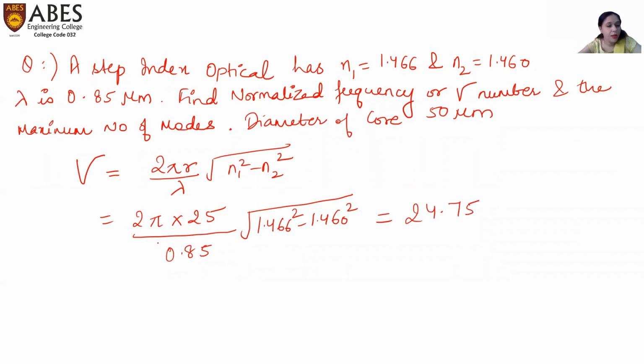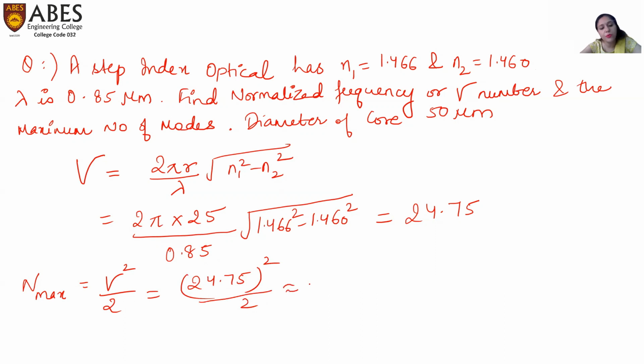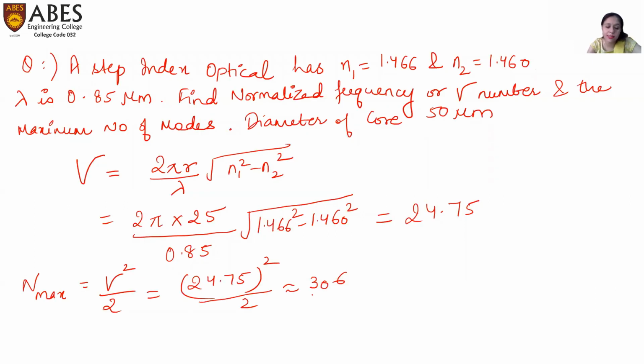24.75. The maximum number of modes, N max in this case, will be V square by 2 because this is a case of step index optical fiber. So it will be V square by 2, 24.75 square by 2, which comes out to be 306. So the maximum number of modes the fiber is supporting is 306 in this case.